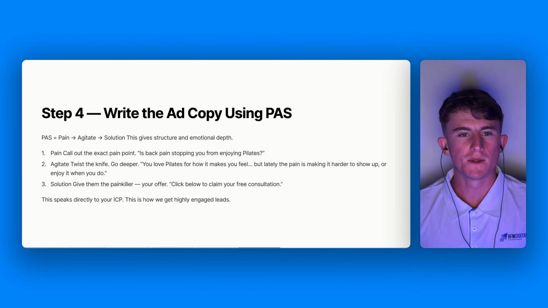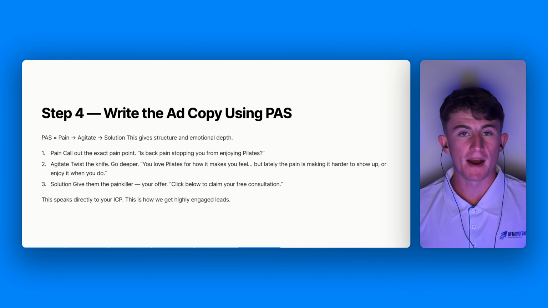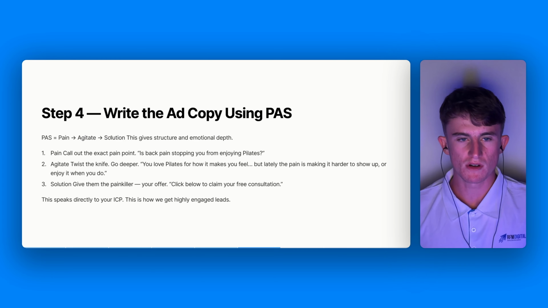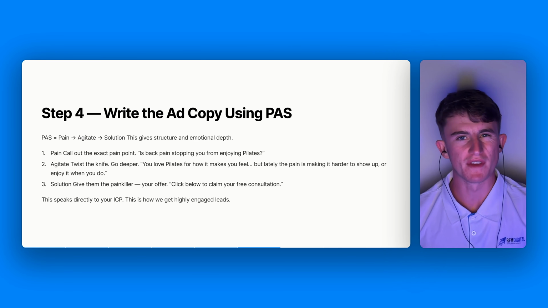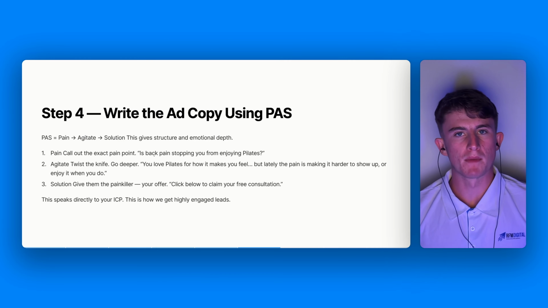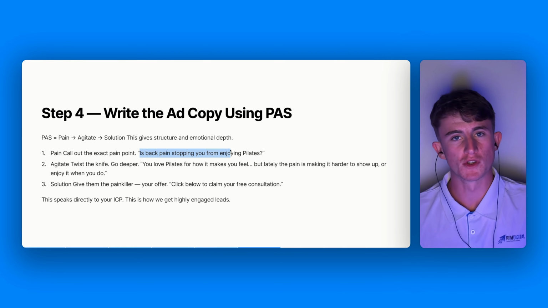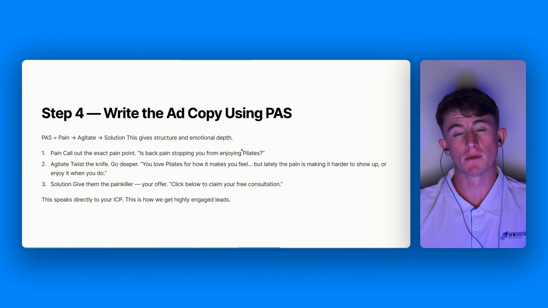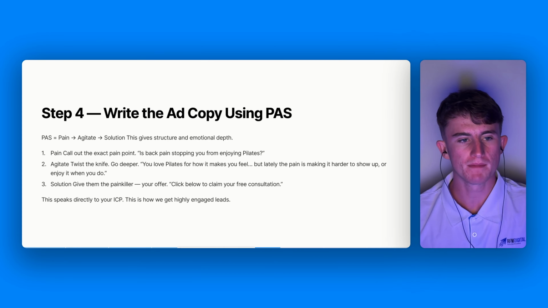Step 4 is you want to write ad copy using the PASS framework. The PASS framework stands for pain, agitate, solution. This structure is the best structure to use to build emotion within your ad copy. Step number 1 is you're calling out the exact pain point. So same as above, is back pain stopping you from enjoying Pilates? It's okay to repeat the headline here, as we've already gotten them engaged if they're reading the ad copy.